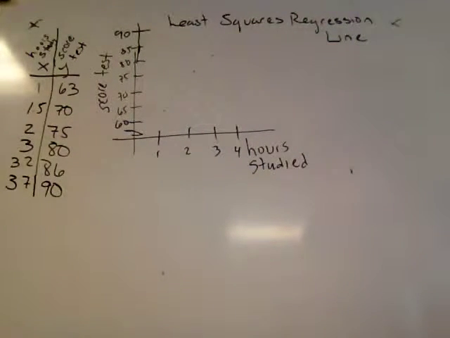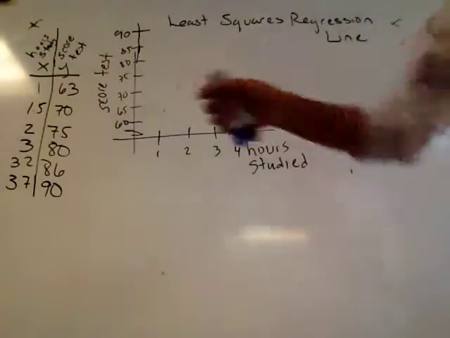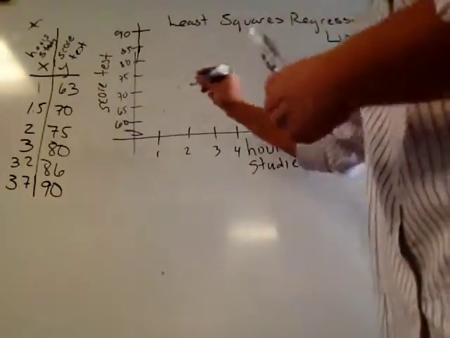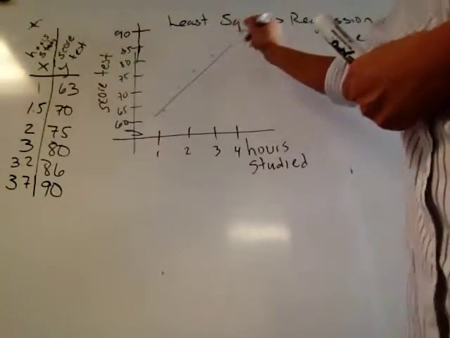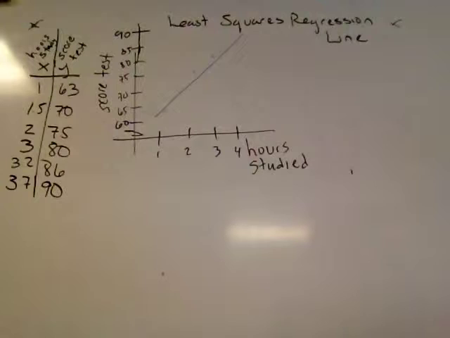So once I have a graph, the next thing I want to do is come up with a line of best fit. So I can eyeball a line of best fit just by trying to get as many dots as I can, a line that's kind of, the dots are scattered on both sides. So there's my line of best fit.